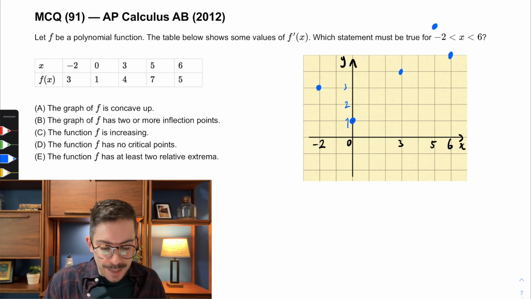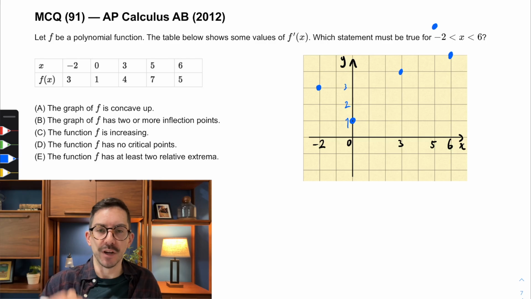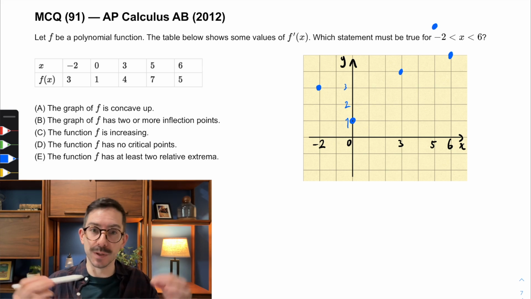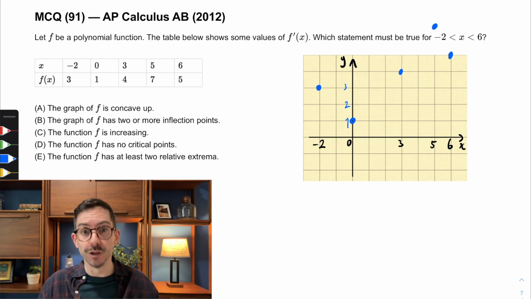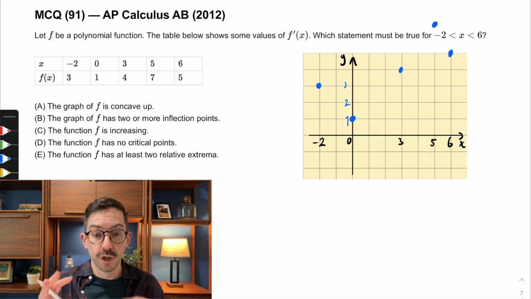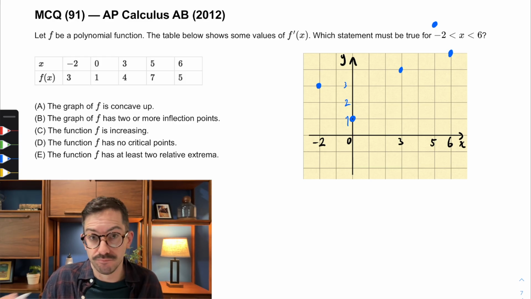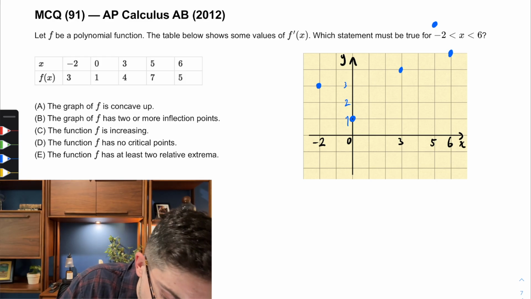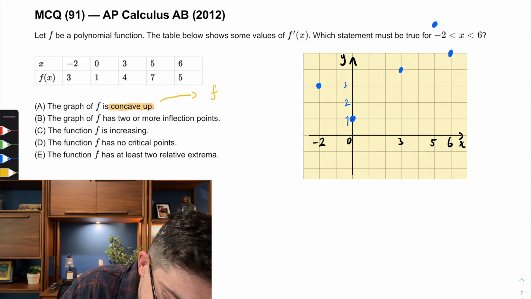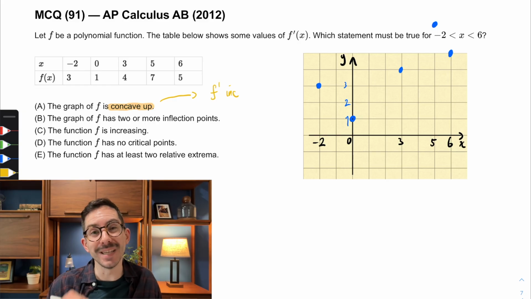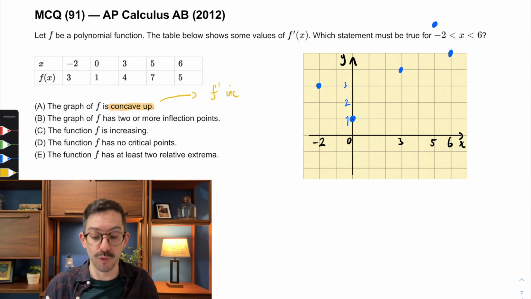Well, let's now take each statement in turn and see what we can figure out here. So each of these statements is saying something about a property of the function f, but we have information about f prime, its derivative. So each of these properties we can translate into a statement about f prime, and that's how we'll actually make some progress with this problem. So looking at our first statement, we know that f is supposed to be concave up.